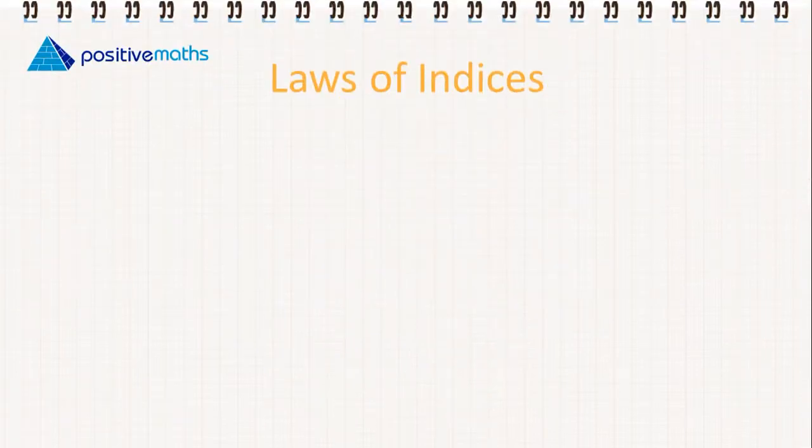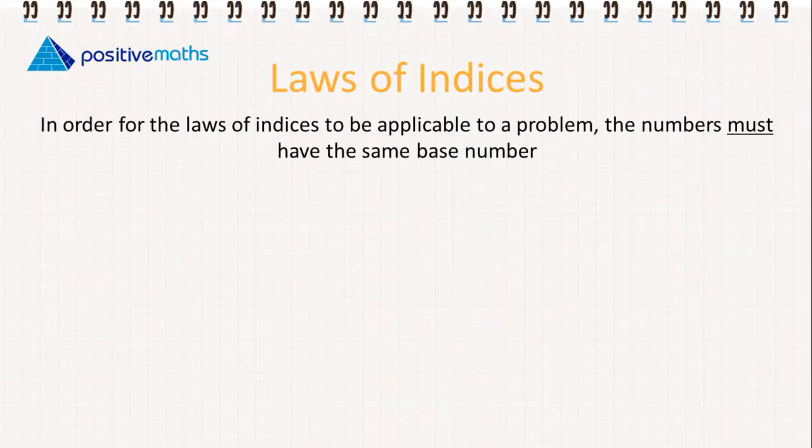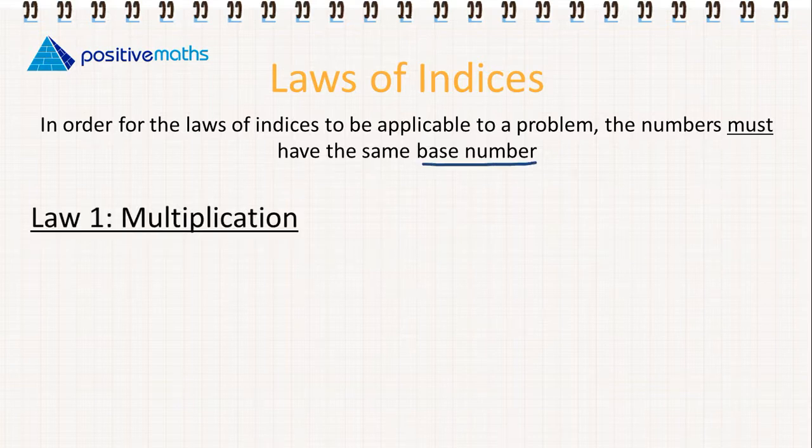So let's go through some of the laws. In order for the laws of indices to be applicable to a problem, the numbers must have the same base number. So that's very important. So law number 1, we can think of this as a multiplication law. When we're multiplying two numbers, so x to the power of a by x to the power of b, then we add the powers. So we get x to the power of a plus b.